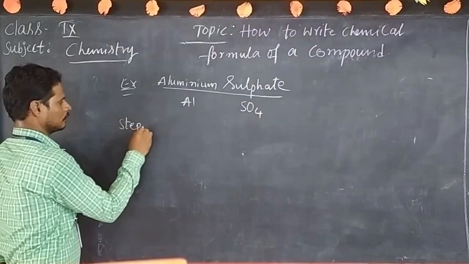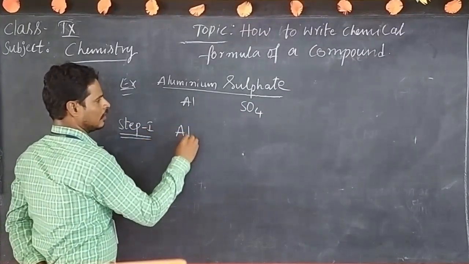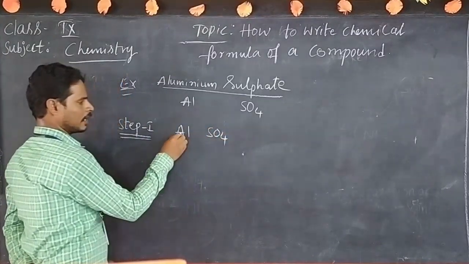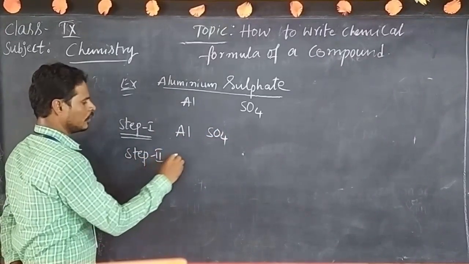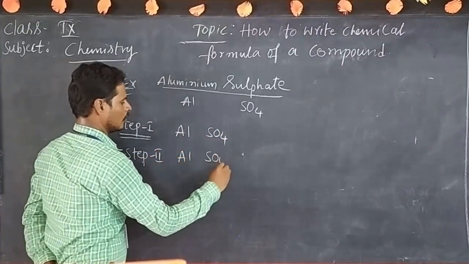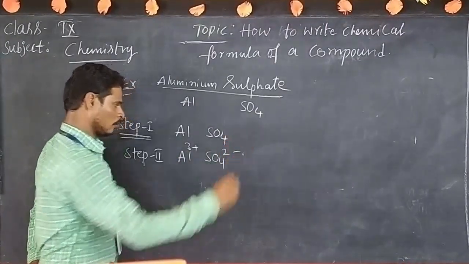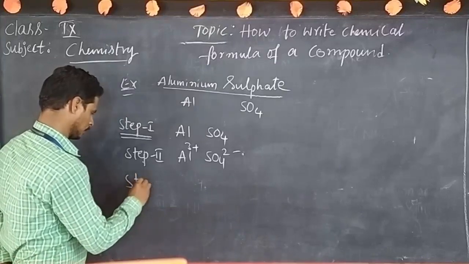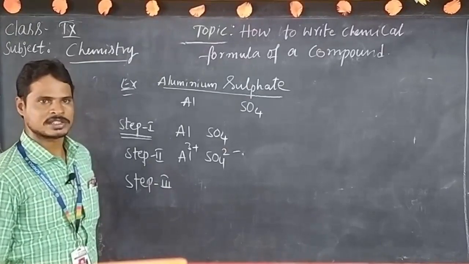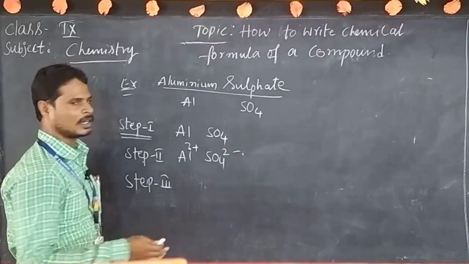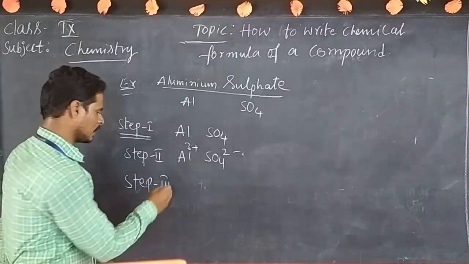Step 1. Write the cation and anion. Left side cation, right side anion. Step 2. Put the valence of the cation and anion. What is the valence of aluminium? 3 plus. What is the valence of sulfate? 2 minus. Step 3. If two have the same valency, then cancel directly and we get the formula. But here both have different valency. That's why step 3 is ignored.